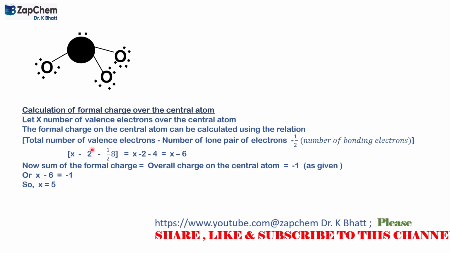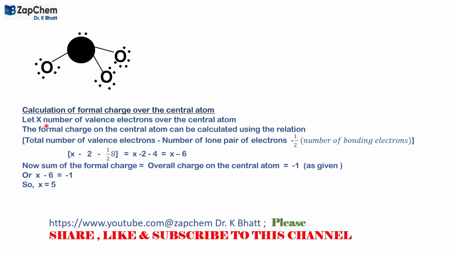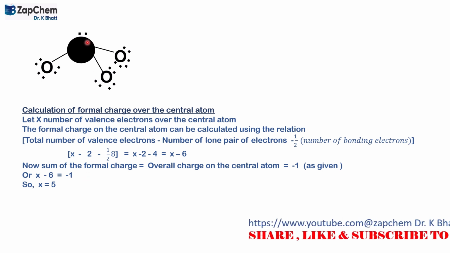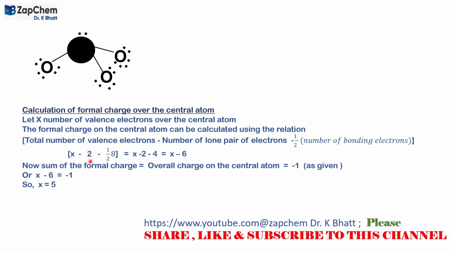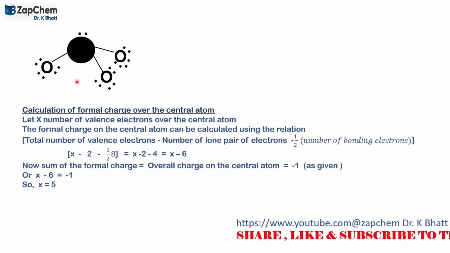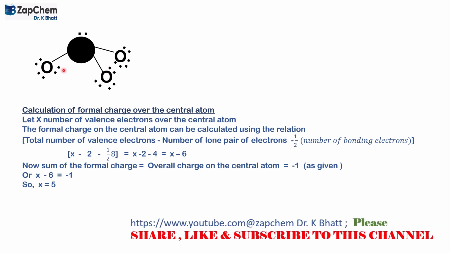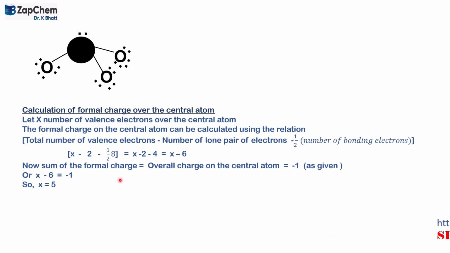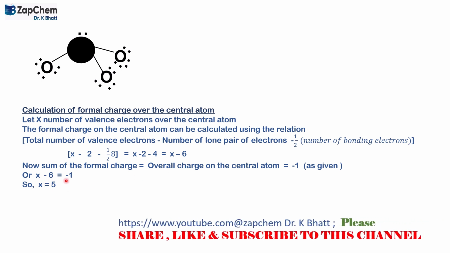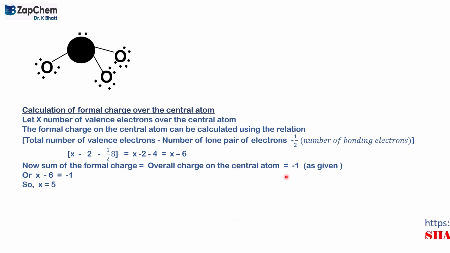अब अगर इसको हम सब्स्टिट्यूट करें यहाँ पर तो x तो हमने मान लिया है वैलेंस, टोटल नंबर ऑफ वैलेंस इलेक्ट्रॉन x minus 2 electrons are there which are serving as a lone pair, and half of the total number of bonding electrons, and the total number of bonding electrons which we find here with 3 oxygen atoms, that is 8. So on simplification we get x minus 6, and this x minus 6 will be equal to the overall charge in the central atom, that is -1, which is given.